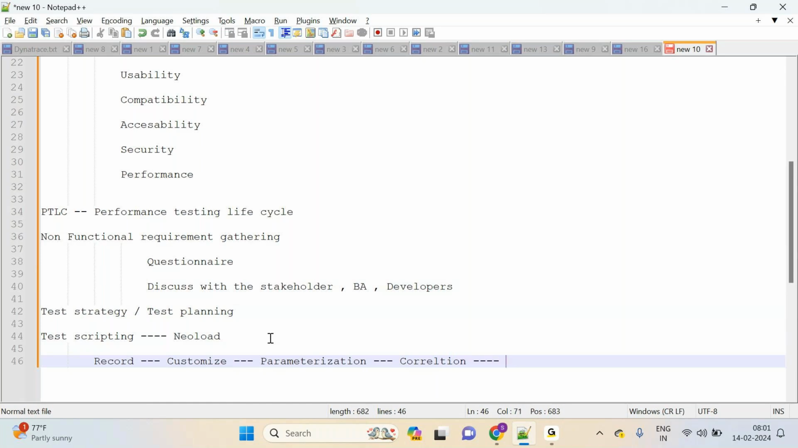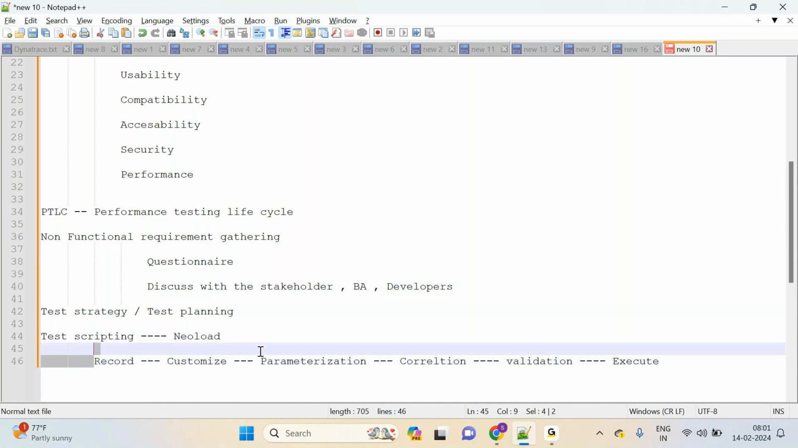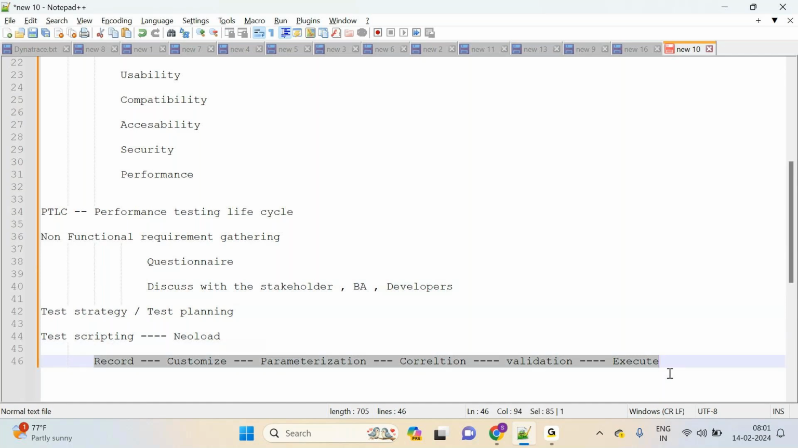Okay, if you wish, you can do certain validation, and then you will execute. This is execute in the sense of a sanity check. Locally you are going to validate, sanity check, right? These are the internal activities you are doing with respect to the scripting phase.